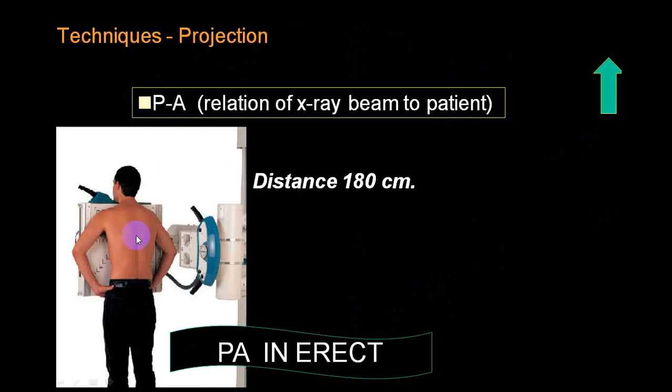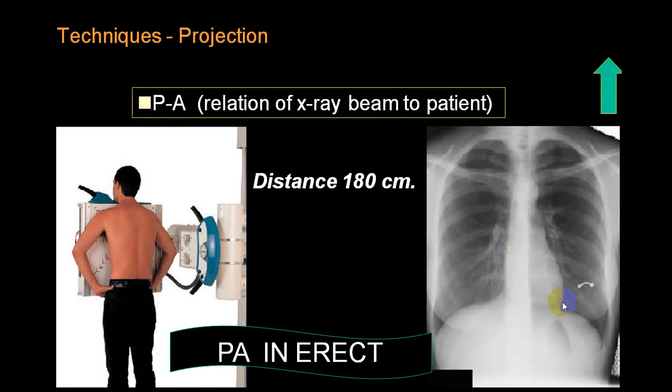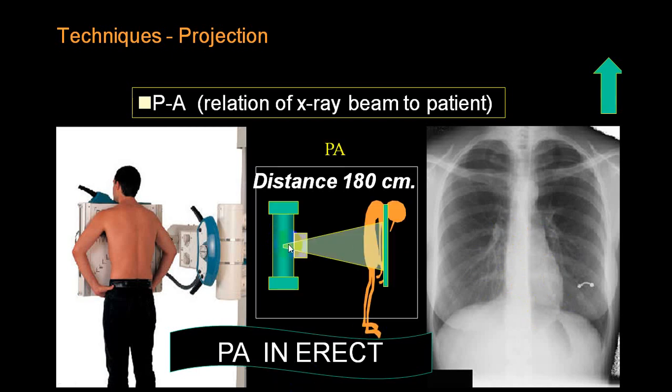So this is the PA view. You can see the beam will be falling from posterior and it will fall on the plate which is kept anterior. The distance is 180. So this is PA in erect. And you will get the exact size of the heart. Exact size of the heart. So try to look for that. Is that clear? This will be the distance.